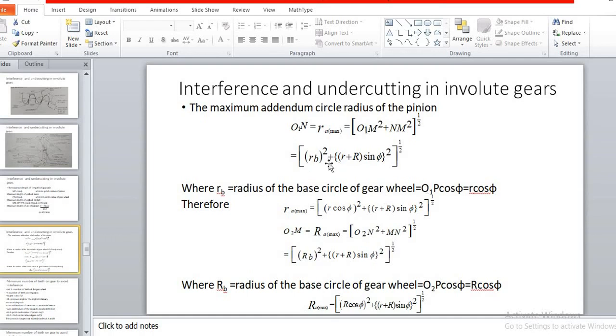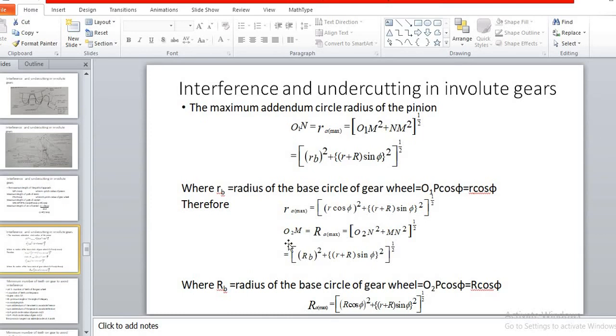Now, by substituting this RB value here and simplifying, we will get this equation. So Ra max is equal to the square root of all this term: (R cos phi) square plus (R plus R sin phi) square.